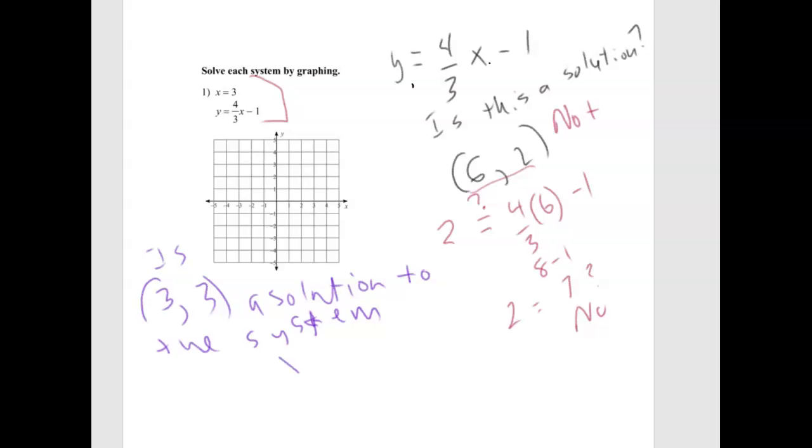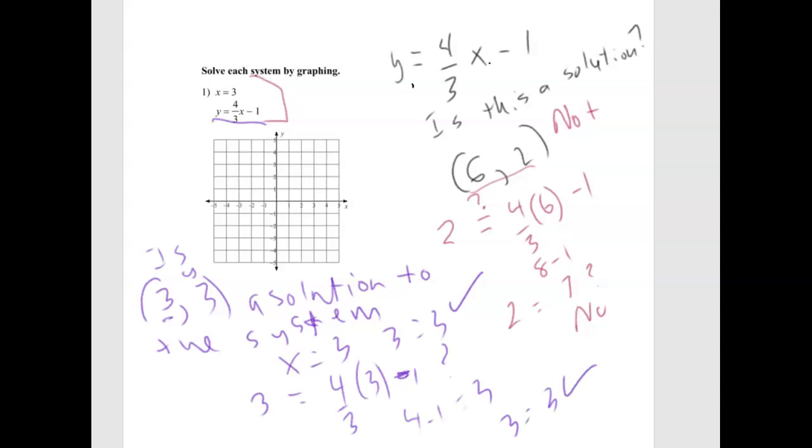So in equation 1, we have x equals 3. I substitute the x is 3 for that. Does 3 equal 3? Yes. But I'm not done. I can't say yes yet because I also have to plug in the 3 for y in this equation. Is 3 equal to 4/3 times 3 minus 1? Is this true? 4 times 3 divided by 3 is 4. 4 minus 1 is 3. 3 does equal 3. Yes. So the answer is yes. This is a solution because it makes both this equation and this equation true.